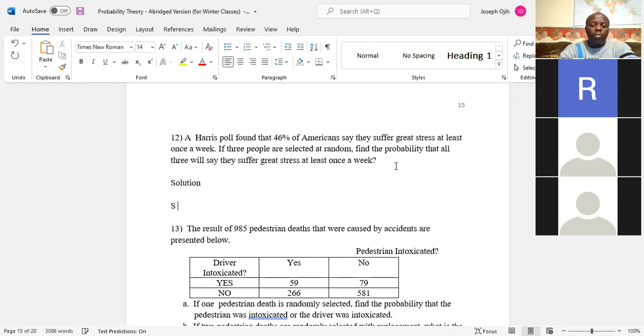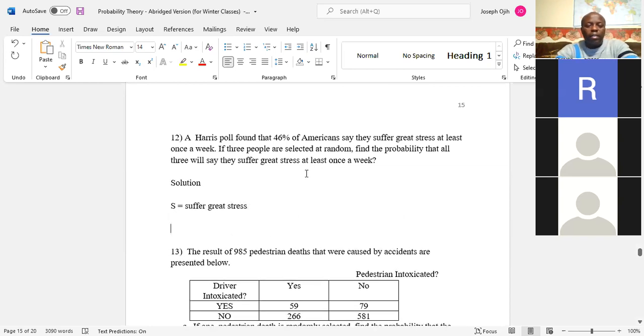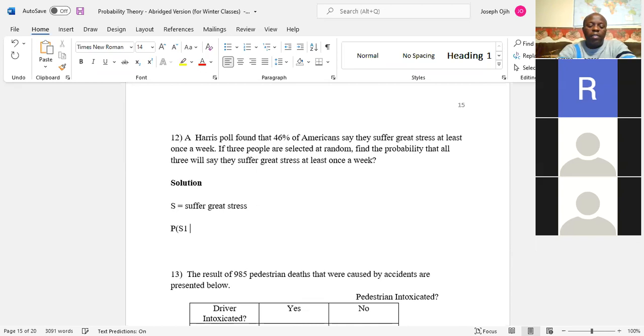Let us use S to mean suffer great stress. You say 3 people were selected, so we find the probability that the first person suffers great stress, and the second person also suffers great stress, and the third person. That is what it means, because we want all 3 to say they suffer great stress each week. So we're looking for the probability of S1, first person suffers great stress, and S2, second person, and S3, third person. This gives us probability of S1 times probability of S2 times probability of S3, since all three of them suffer great stress.